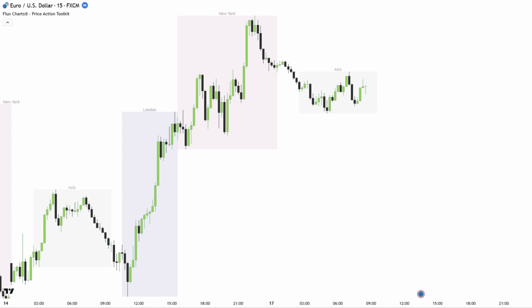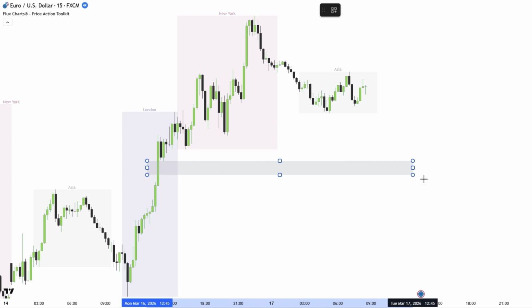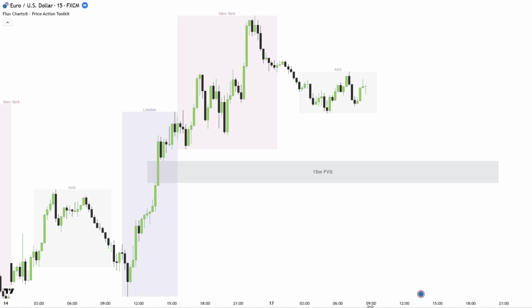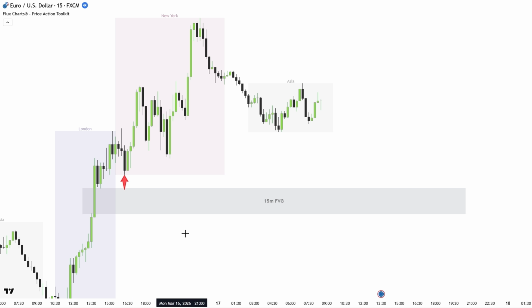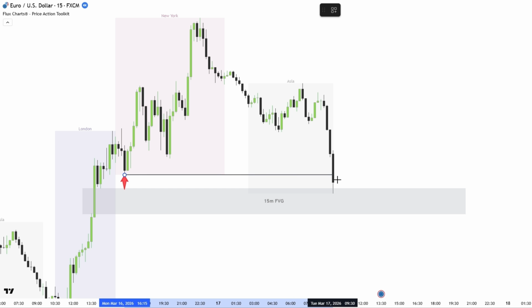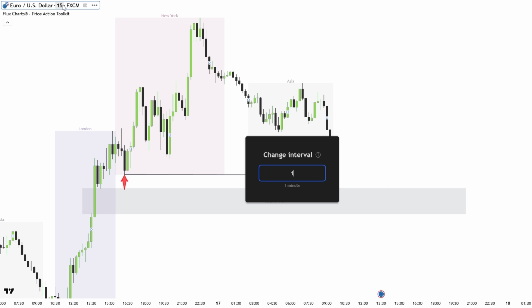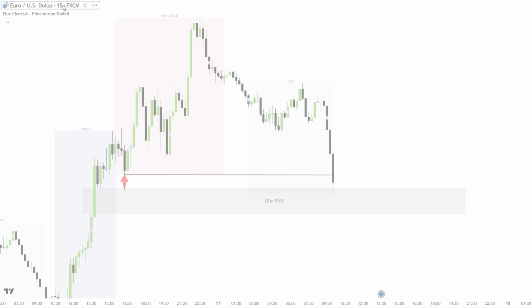Here once again, we have the Euro-Dollar 15-minute chart on the screen. As you can see, we have an unmitigated 15-minute bullish fair value gap formed during the London session, sitting just below the New York low. So the next step is to wait for the price to sweep the New York low, tap into that fair value gap, and then immediately show rejection. Now, if we play the chart forward, you can see that as Asia closes, price pushes lower, sweeps the lowest point of the New York low, and then immediately starts to reject. At this point, I zoom into the 1-minute chart to closely monitor for reversal signs and a valid entry.